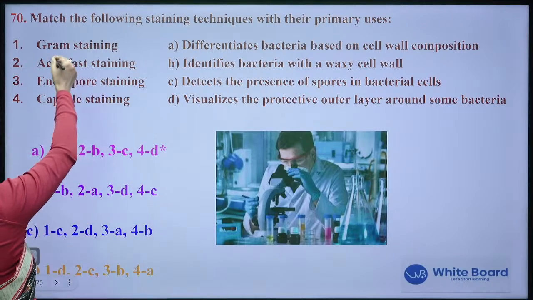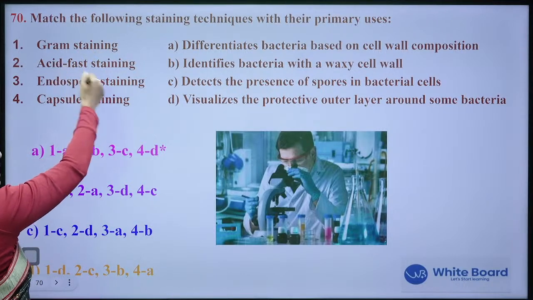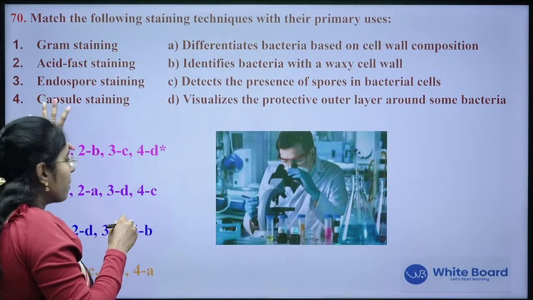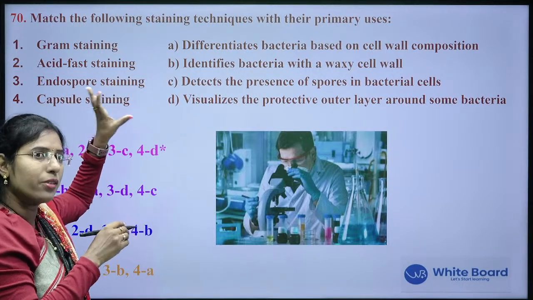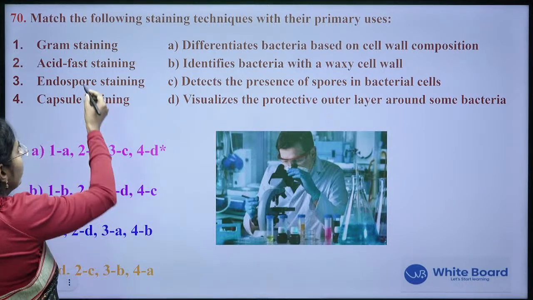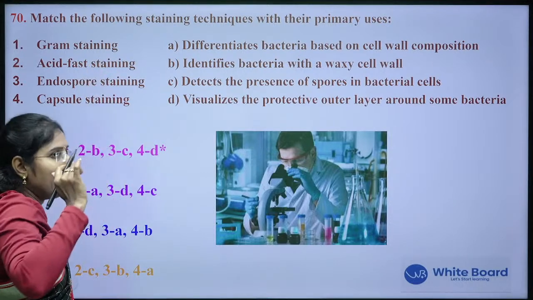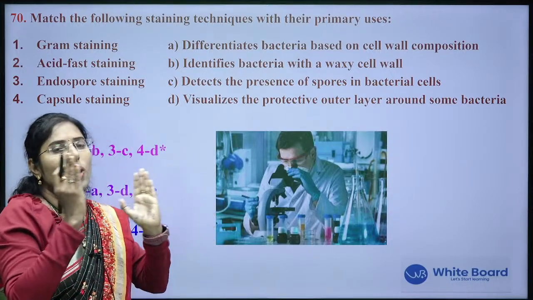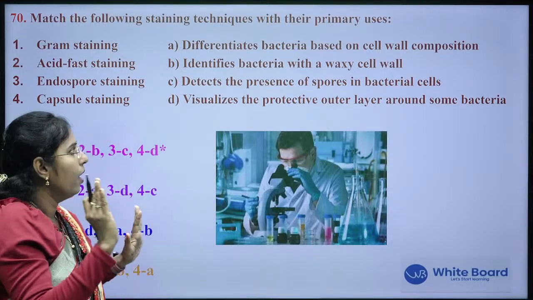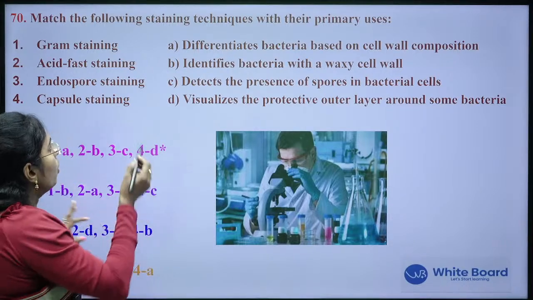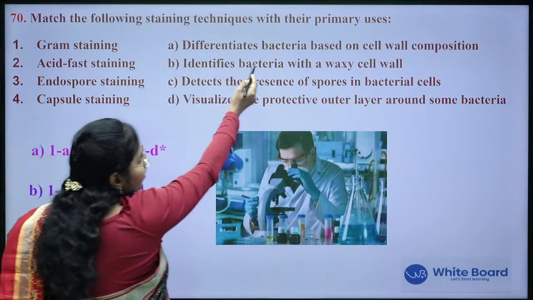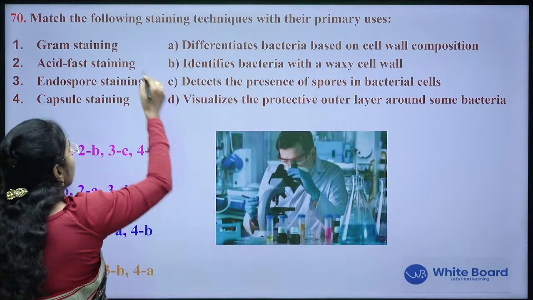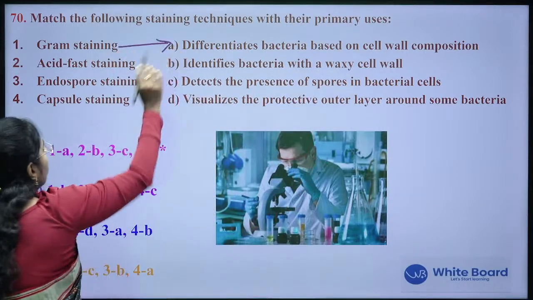So gram staining comes under gram staining, acid fast staining, endospore staining and capsule staining. All these types of staining come under differential staining. Here, gram staining is mainly used for identifying gram positive and gram negative bacteria based upon the cell wall. So it is used for differentiating the bacteria based upon the cell wall composition. Yes, this is the correct option for this one.